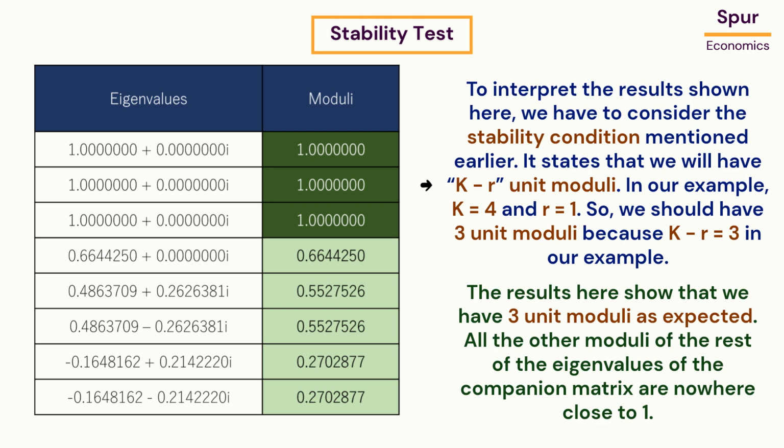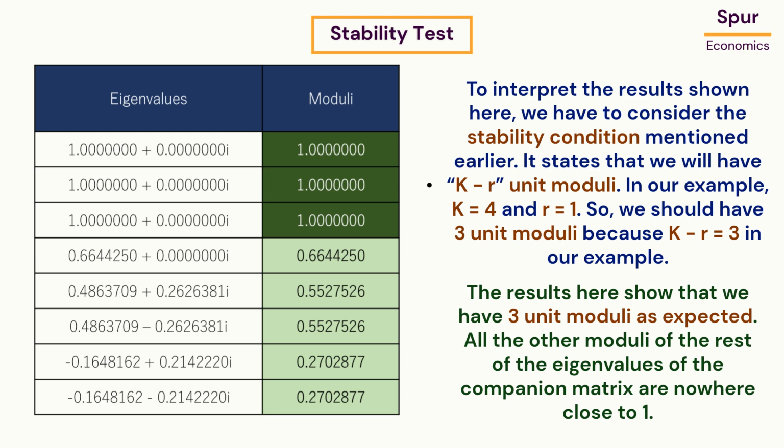To interpret the results shown here, we have to consider the stability condition mentioned earlier. It states that we will have k minus r unit moduli. In our example, k is 4 and r is equal to 1. So, we should have 3 unit moduli because k minus r is equal to 3 in our example. The results here show that we have 3 unit moduli as expected.